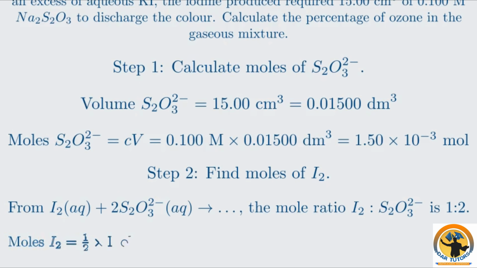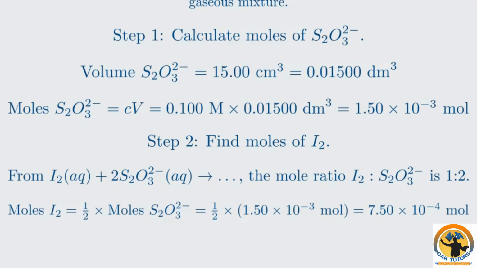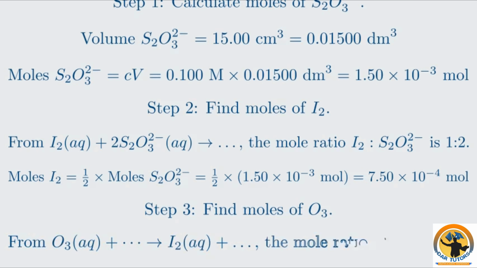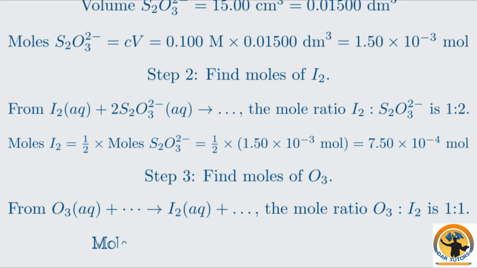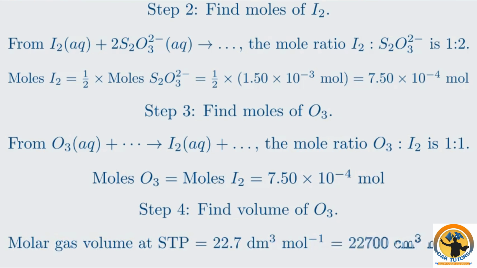The mole ratio of iodine to thiosulfate is 1 to 2. So the moles of I2 is half the moles of S2O3 2-, which is 7.50 times 10 to the power of minus 4 moles. Third, we use the stoichiometry of the first reaction to find the moles of ozone. The mole ratio of ozone to iodine is 1 to 1. Therefore, the moles of O3 in the original mixture is also 7.50 times 10 to the power of minus 4 moles. Fourth, we convert the moles of ozone to a volume.